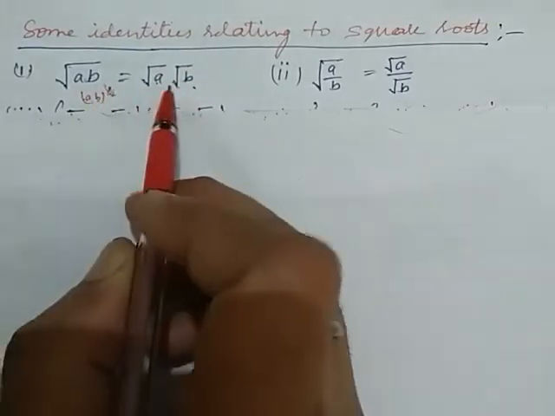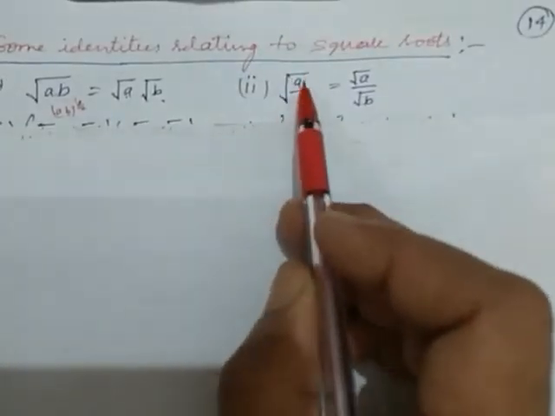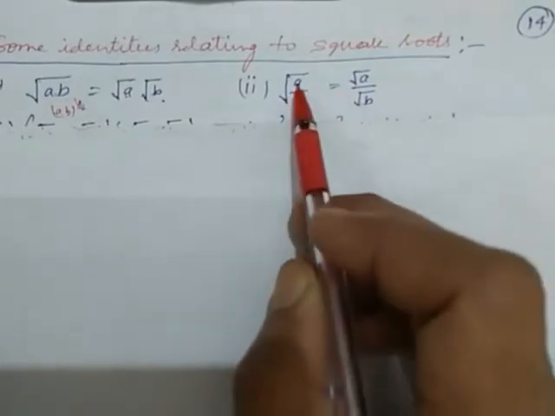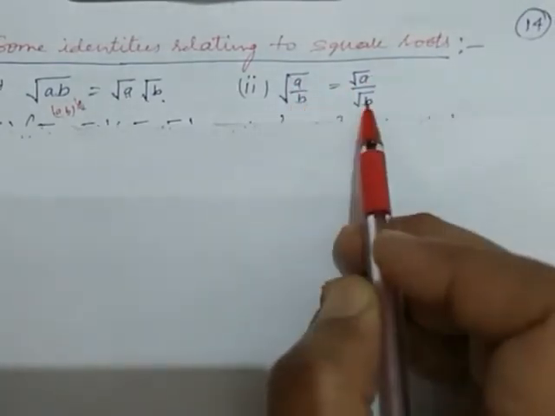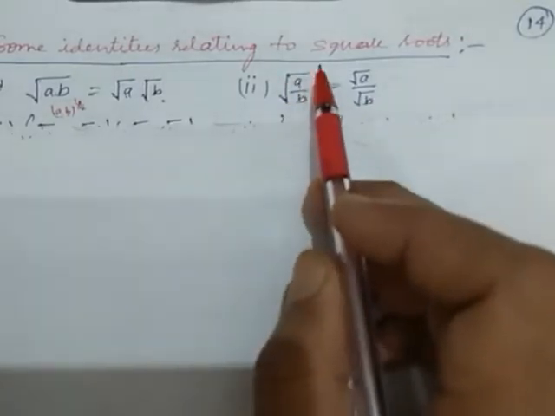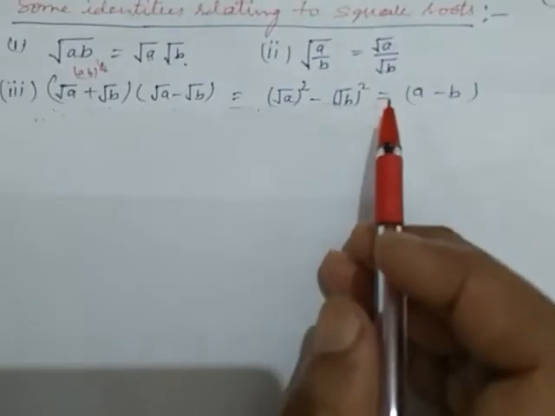This is our identity. Now if we take the square root of A by B, we can write this as the square root of A upon the square root of B, because this is (A/B) whole power half. So we put the powers separately.